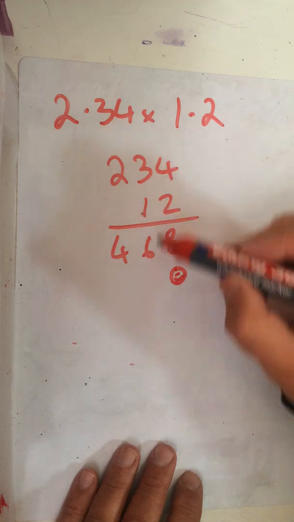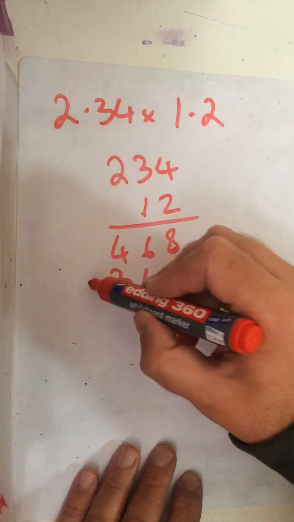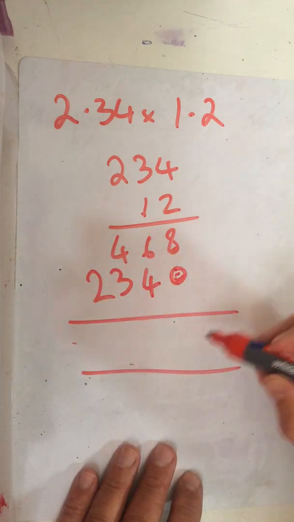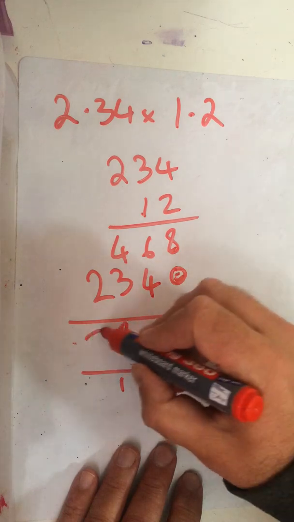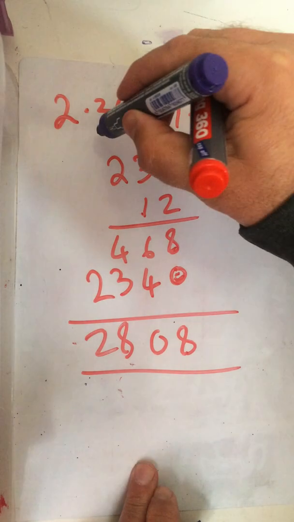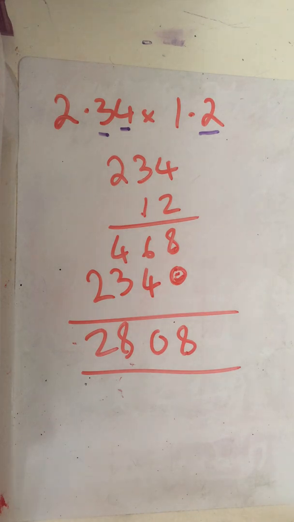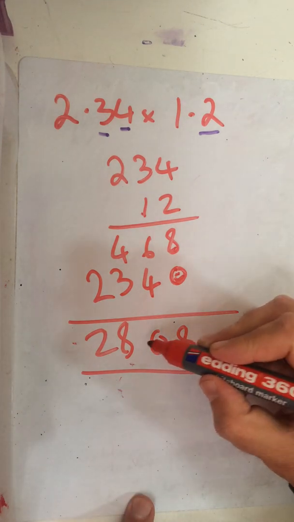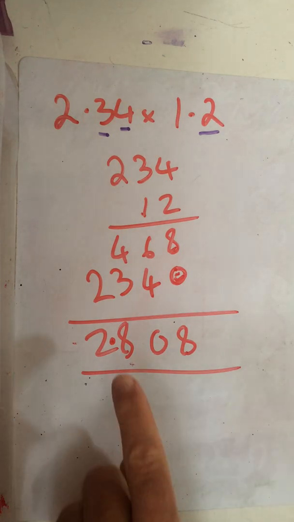Then 1 times 4 is 4, 1 times 3 is 3, 1 times 2 is 2. I'm going to add those up. 8, 0, carry the 1, 8. So I should get 2,808. Then I go back to my question. 1, 2, 3 numbers after the decimal point in the question, so there needs to be 1, 2, 3 numbers after the decimal point in the answer.